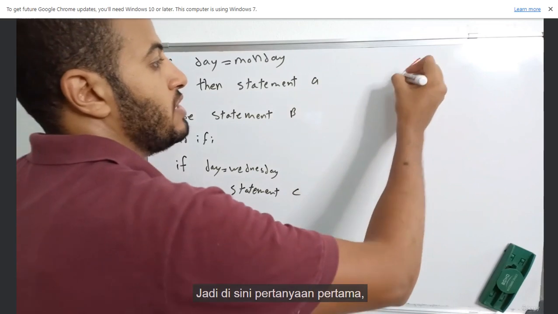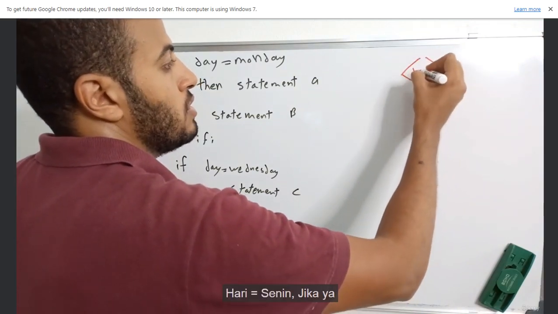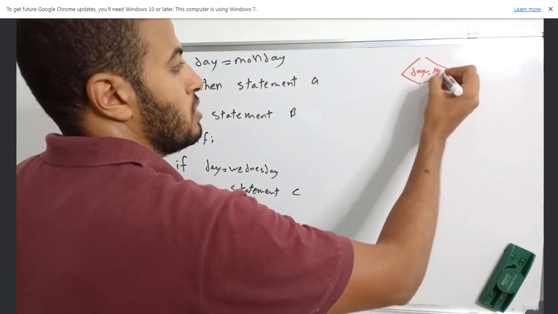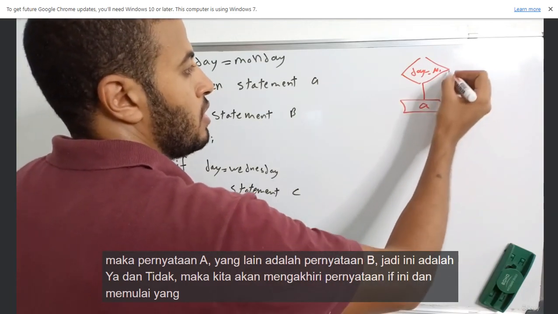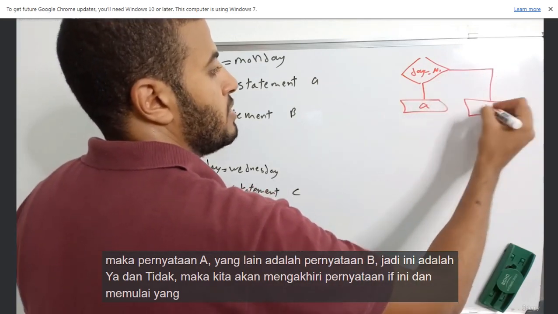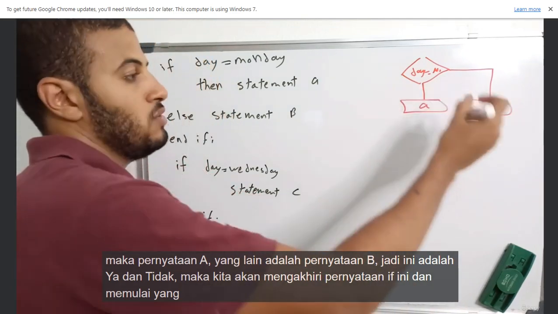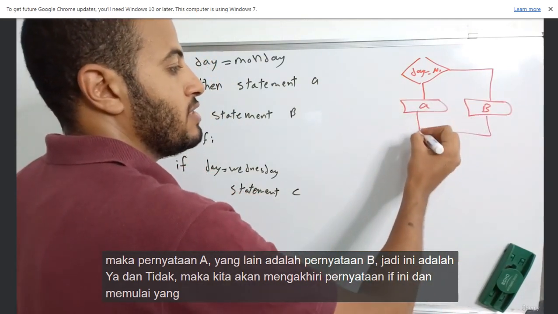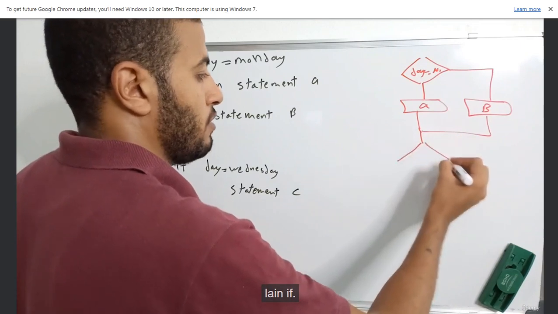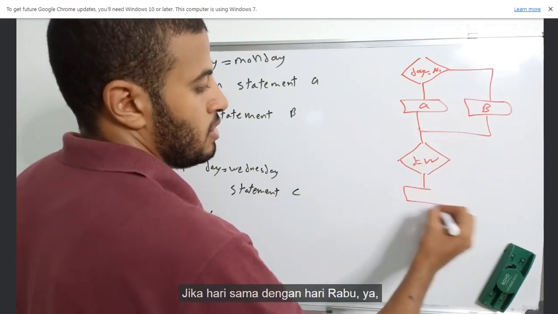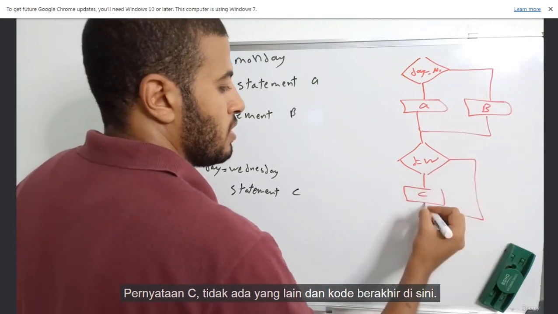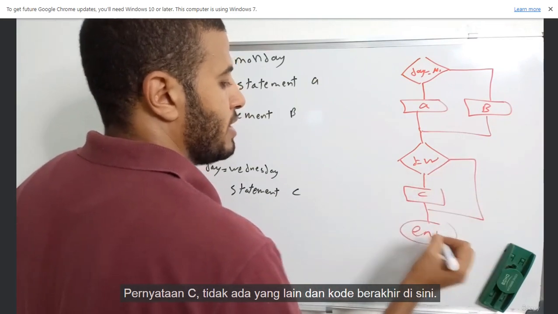So here, the first question, day equals Monday. If yes, then statement A. Else will be statement B. So these are yes and no. Then we will end this if statement and begin another if. If day equals Wednesday, yes, statement C, else nothing, and the code ends here.